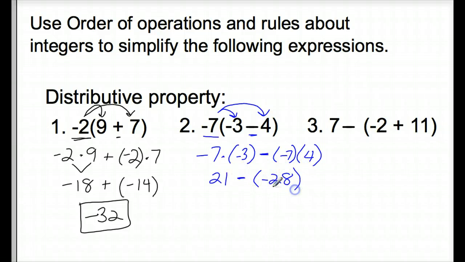Now, we know what happens when there's a negative on the outside and a negative on the inside. This becomes 21 plus, and the opposite of -28 is a +28. So that's what this turns into. 21 minus -28 turns into 21 plus 28. And in this case, we get 49 as our final answer.